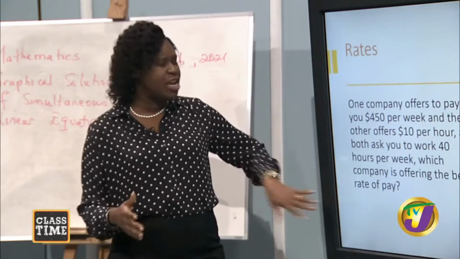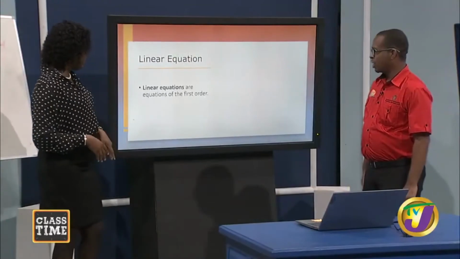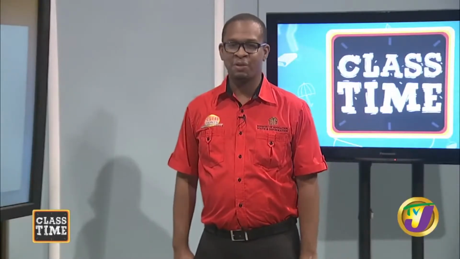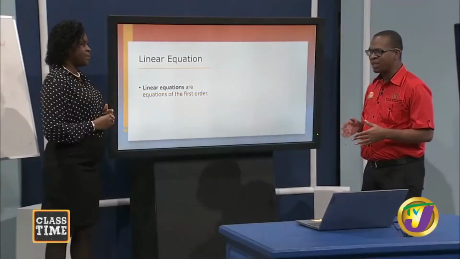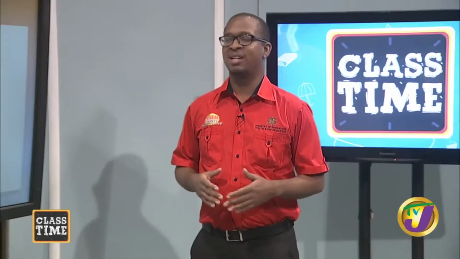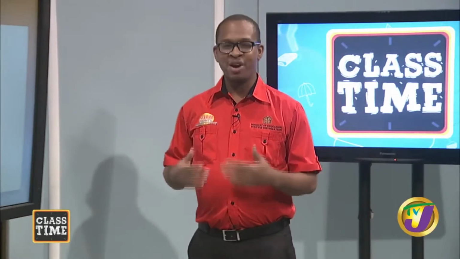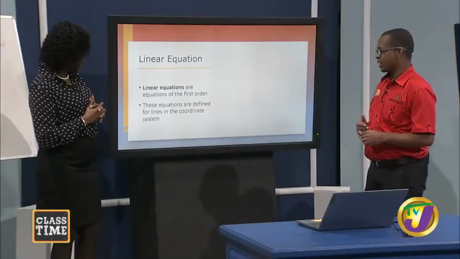So what we've been talking about is linear equations. What are linear equations? Linear equations are equations of the first order. What do you mean by first order? Basically, when we talk about order in math, we normally talk about the powers or the index. So when we're talking about the first order, it means a power or index of 1. So the terms in the equation would have a power or index of 1.